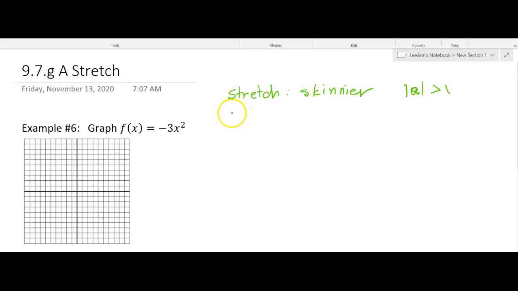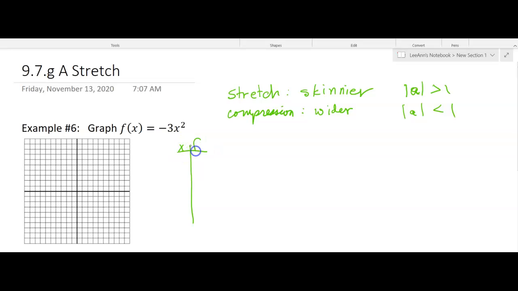And then for a compression, a lot of books use these words, then it's getting wider, like somebody squashed your parabola. And that's when the absolute value of A is less than 1. Okay, all right, so we're going to first put up the basic parabola.